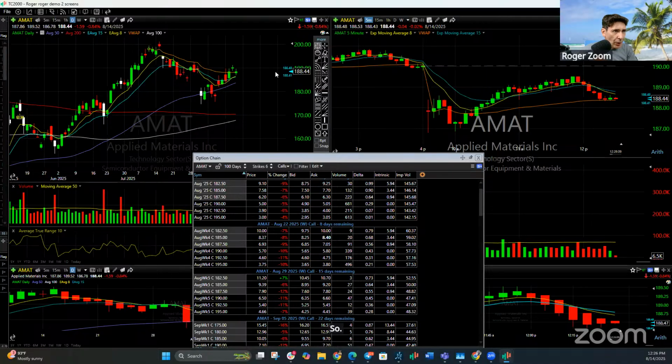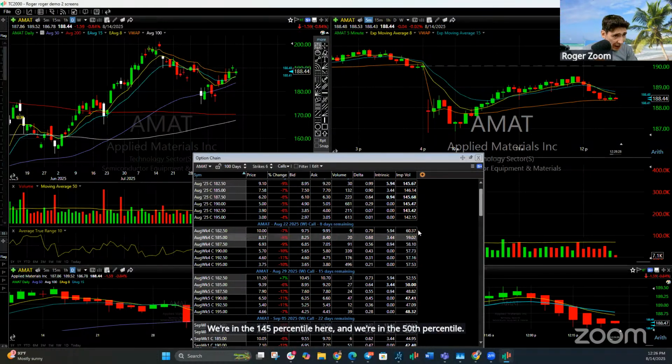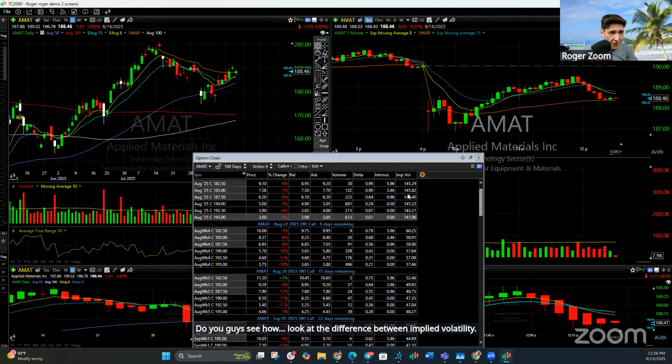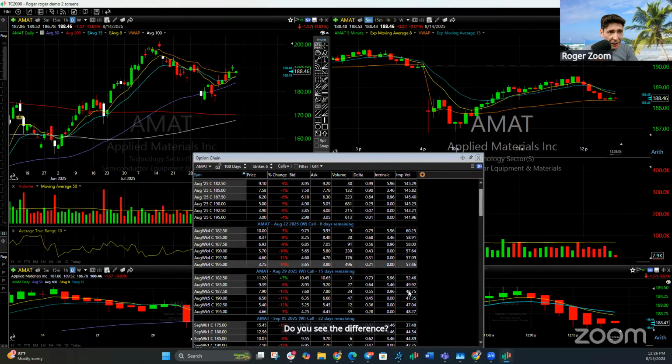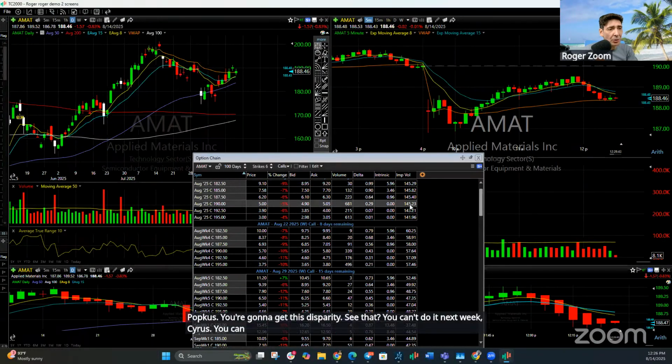So let's just say that right now we were closing around 190. And look, huge, way more than 40%, Cyrus. We're in the 145th percentile here, and we're in the 50th percentile. Do you guys see the difference between implied volatility? Do you see the difference? Next week, Cyrus, you're not going to get this disparity. You can't do it next week. You can only do it right before earnings.